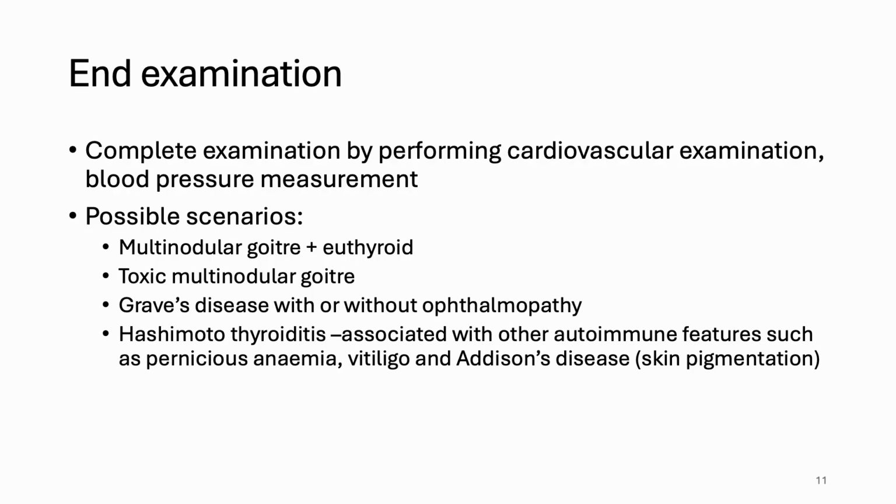Now, there are possible scenarios in the exam for thyroid examinations. Patients may have multinodular goiter, in which they are usually euthyroid. Occasionally, they may have a toxic multinodular goiter. Graves disease is common, and the patients may have ophthalmopathy. And lastly, the patients may have Hashimoto thyroiditis, and you should look for associated autoimmune features such as pernicious anemia, where the patient will be pale, and vitiligo, where the patients may have depigmented skin, and Addison's disease, where the patients may have postural hypotension and there's skin pigmentation, especially at the skin folds.